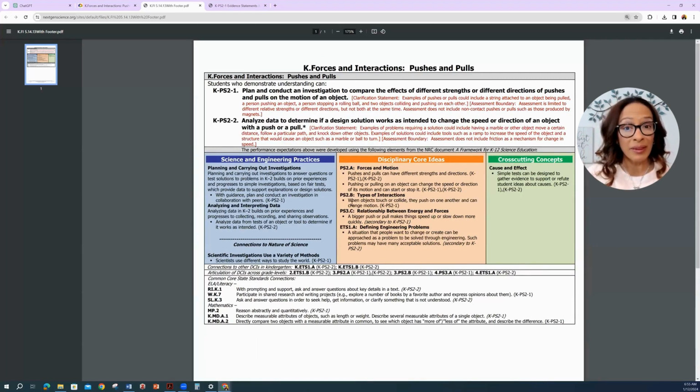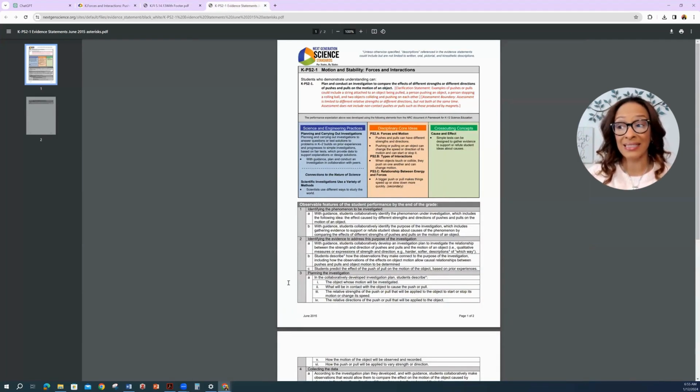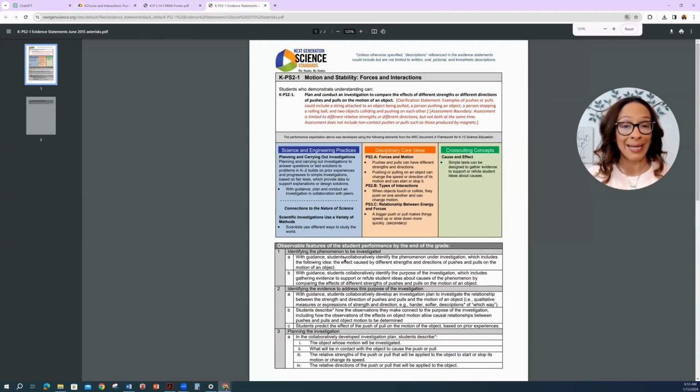If you're not familiar with the evidence statement, it basically tells you how to look at the science, the observable evidence, the phenomenon, identifying basically all the verbs you want to use when looking at or integrating science into your classroom.